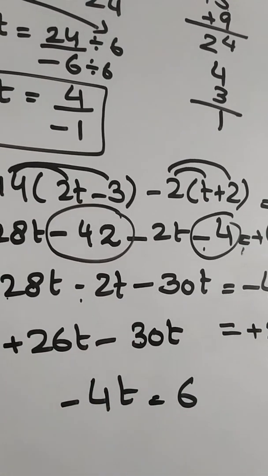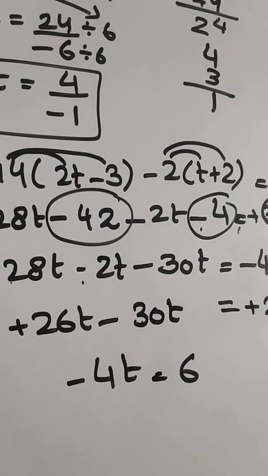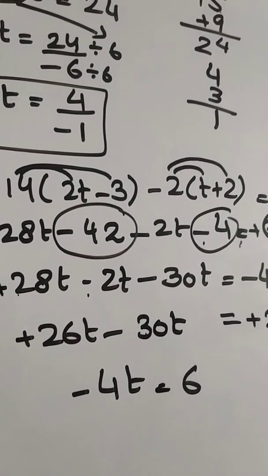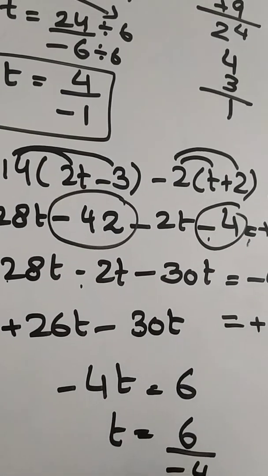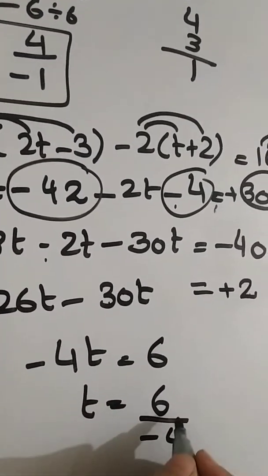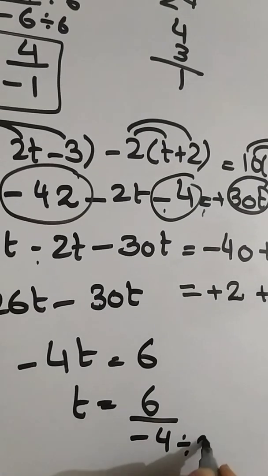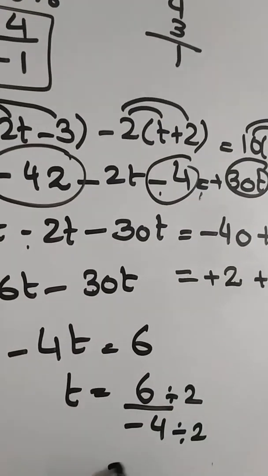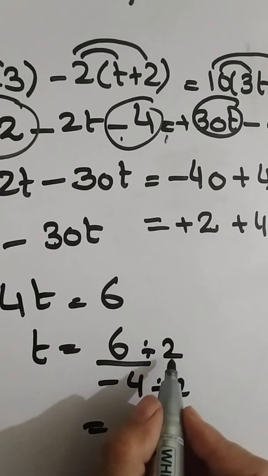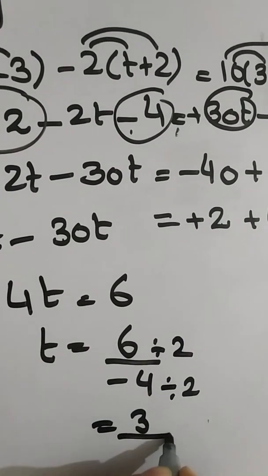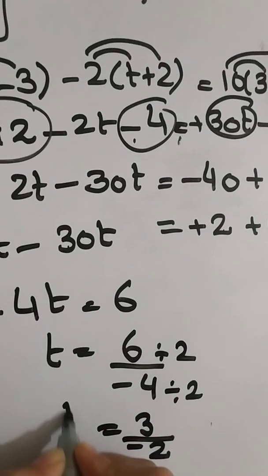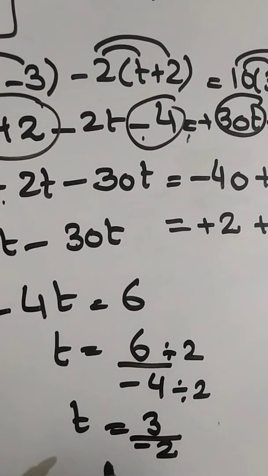Here minus 4 is multiplying. In the next step it will divide. So t is equal to 6 divided by minus 4. So both terms will come in the table of 2, divided by 2. You will get 3. How many times 6? 2 ones are 2, 2 twos are 4, 2 threes are 6. So this is the answer, how you have to solve this part.